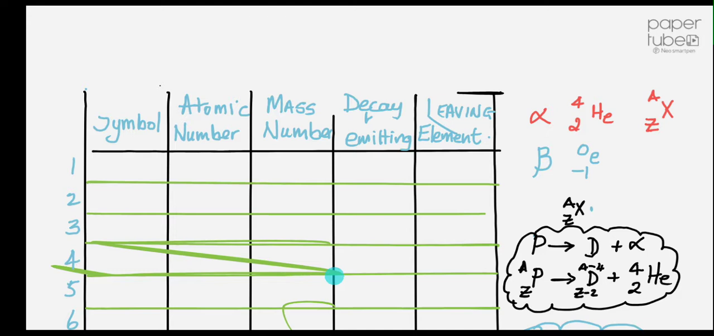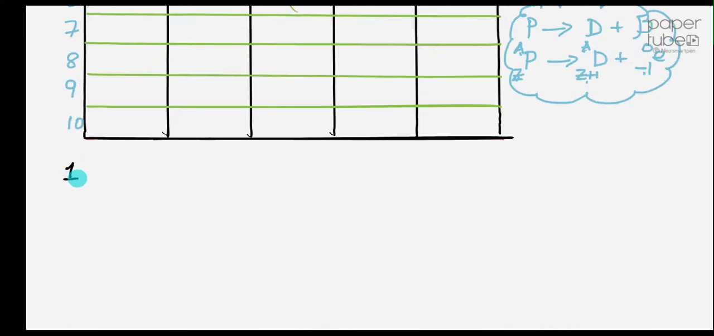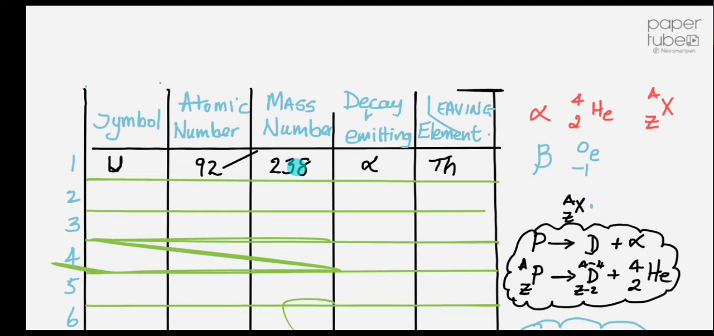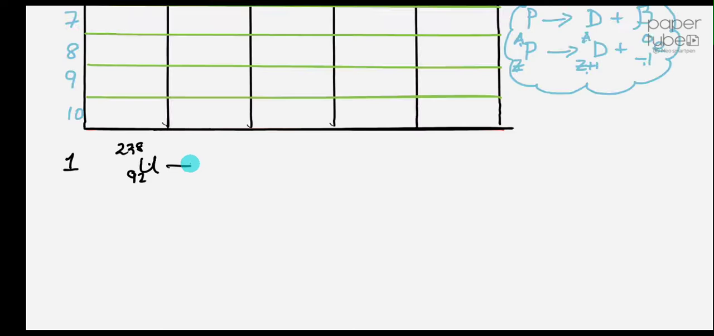So we'll take the first one. There's uranium. Atomic number is 92, it's 238. It emits an alpha particle and becomes thorium. Now I'm going to go down and do that equation. So I'm going to do equation number 1. There's my uranium 92, 238. Remember, A cross Z. There's the Z and there's the A. You with me? So that's going to emit an alpha particle. So it goes to an alpha particle, 4, 2, He.